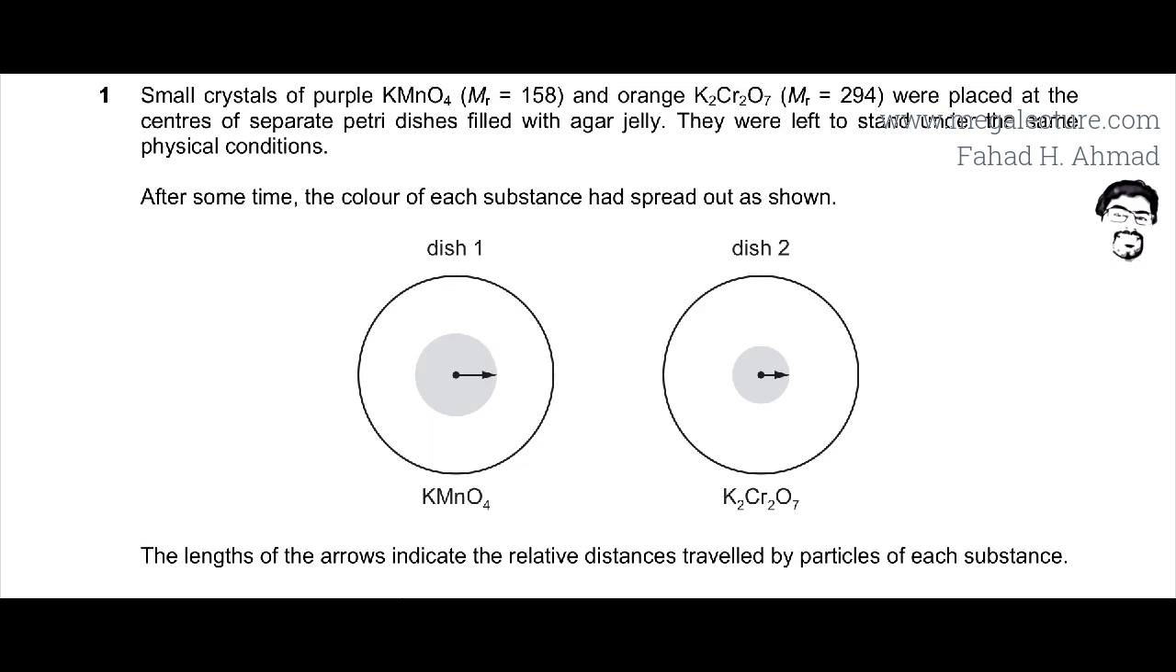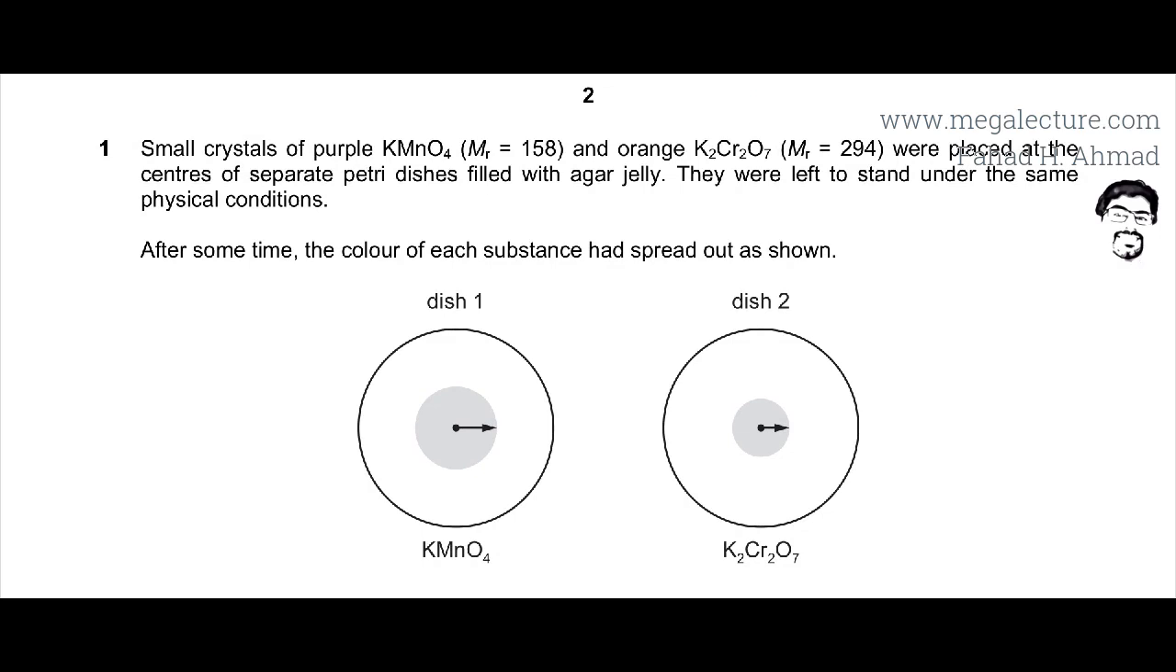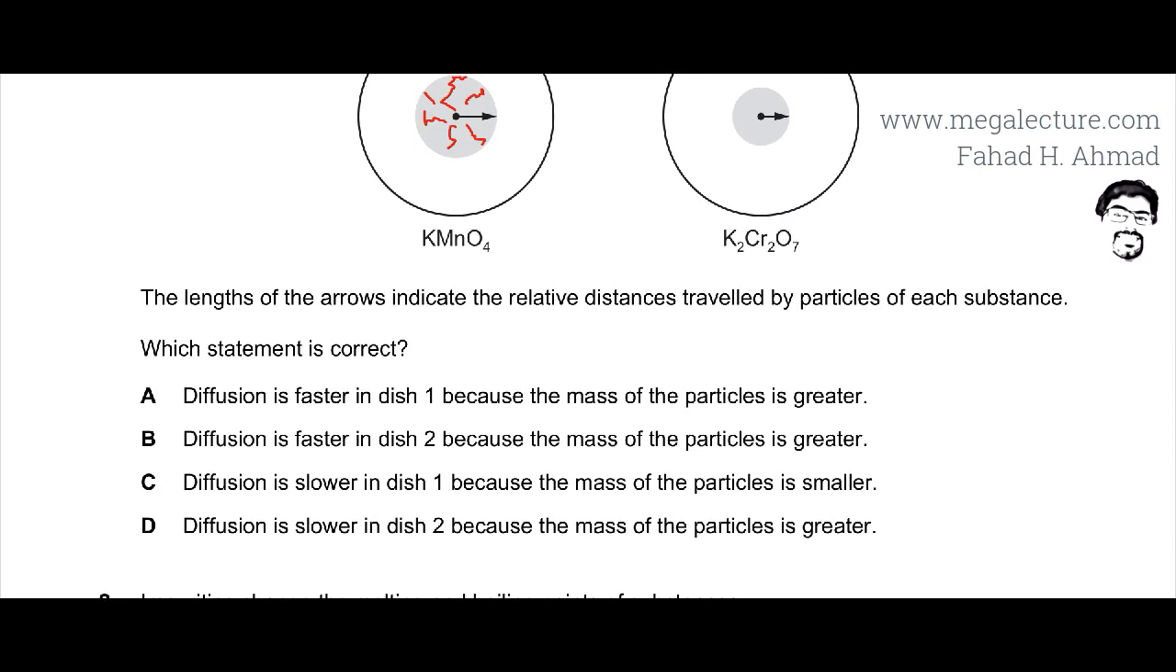Now, the rule for diffusion is that particles that have a smaller mass travel faster. If you look at these two molecules, you would notice that KMnO4 has a smaller mass. Smaller mass, lighter particles, they travel faster. So this dish with KMnO4 is diffusing faster. Its particles are moving randomly, haphazardly in different directions at a faster rate because it has a smaller Mr.